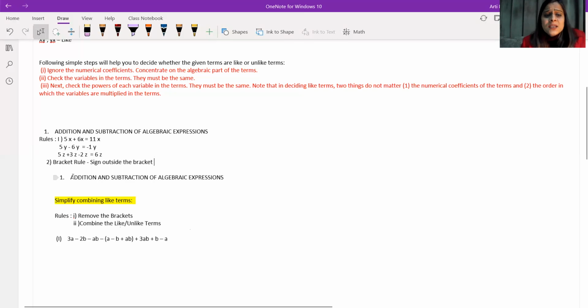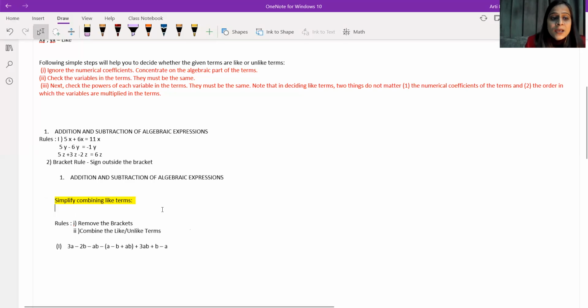In addition and subtraction of algebraic expressions, you will get three types of problems. The first type of problem you will get is simplify combining like terms. It can be written in the heading of the sum: simplify the following expression combining the like terms. Any such kind of expression can be given, and you will be asked to solve the expression by combining the like terms, or even if it is not written, we still need to combine the like terms.